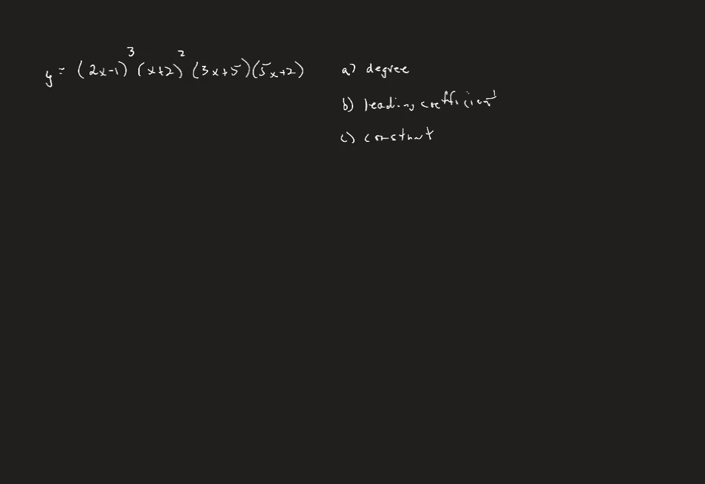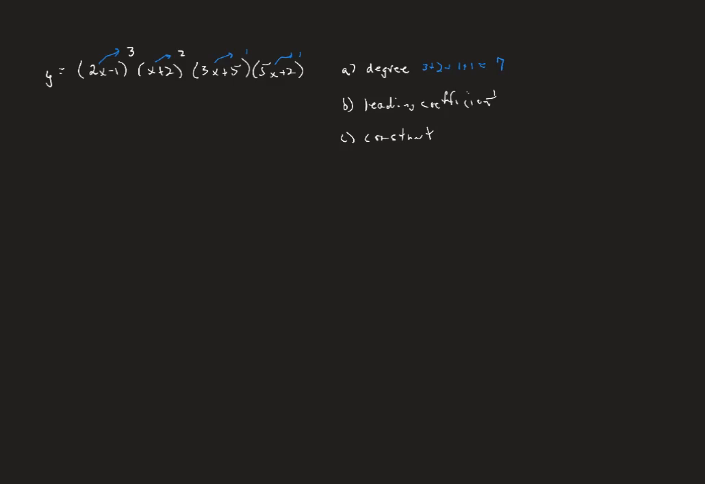For the degree, if you multiply this all out, which we don't want to do, out of this term we're going to get something to the third power, times something to the second power, times something to the first power, times something to the first. We'll add those exponents, so the degree is 3 plus 2 plus 1 plus 1, which is a degree 7 polynomial.